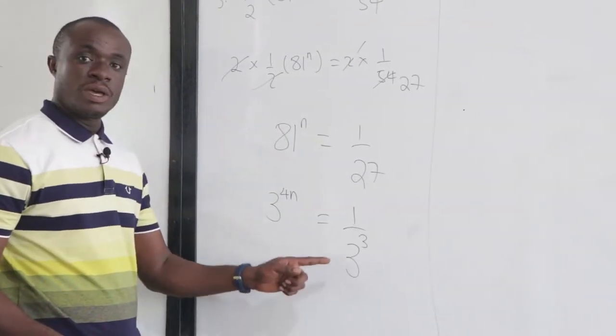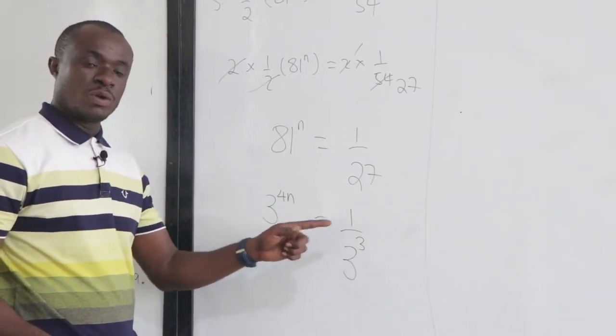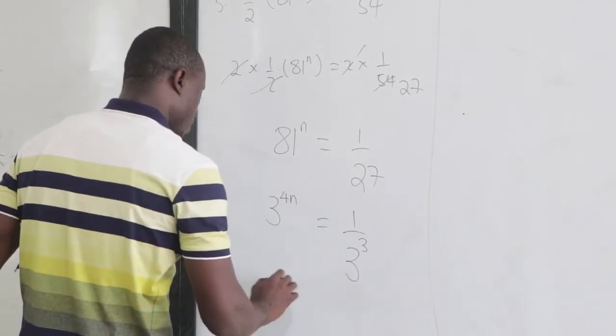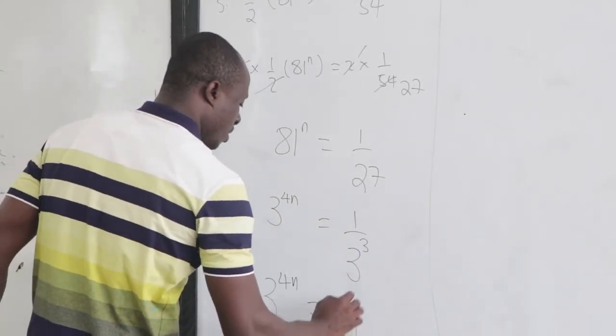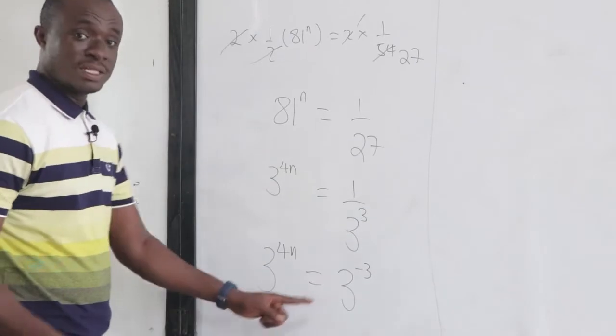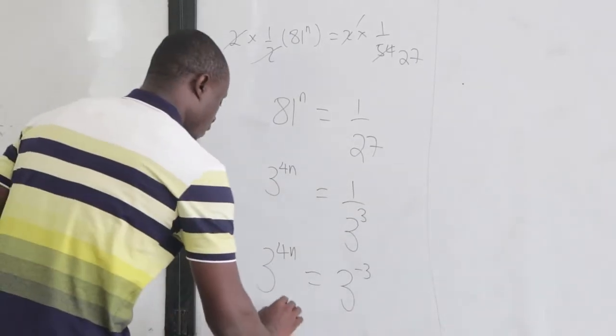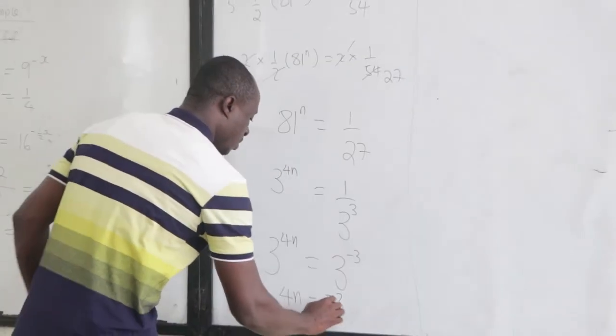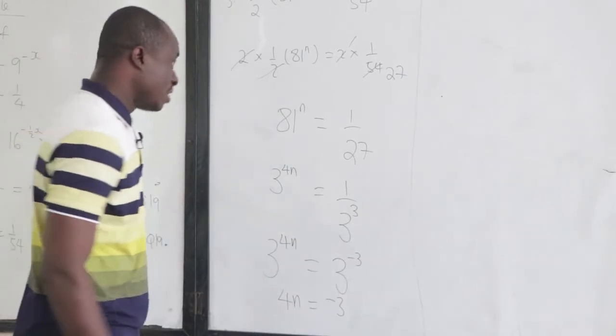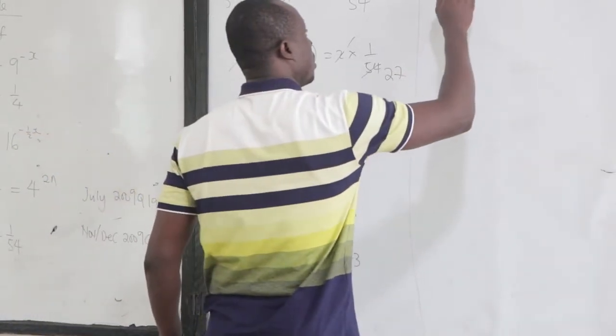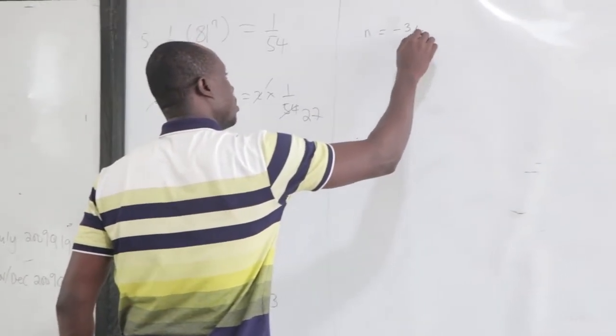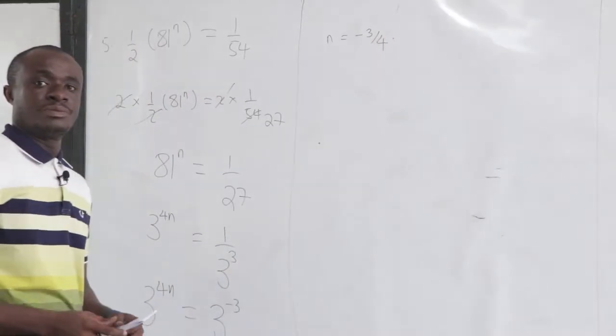Now we can change this. We know a to the power negative n is equal to 1 over a to the power n. So you have 3 to the power 4n equal to 3 to the power negative 3. Bases are the same, we equate the exponents. 4n equal to negative 3. We want to find n, divide both sides by 4. So our n will be equal to negative 3 over 4.